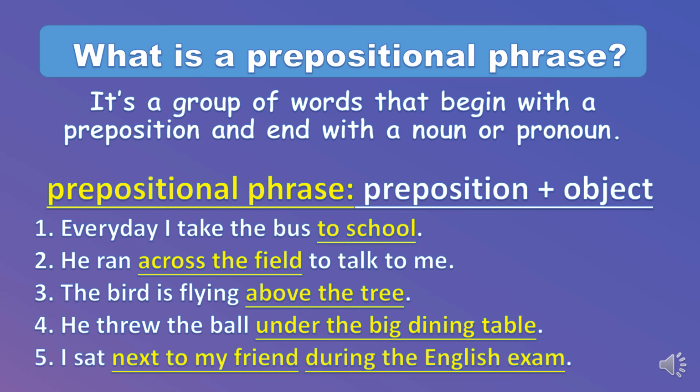I sat next to my friend during the English exam. Here we have two prepositional phrases. Where are they? Next to is the first preposition, my friend is its object. So next to my friend is prepositional phrase number one. During is the second preposition. The English exam is its object. So during the English exam is the second prepositional phrase.